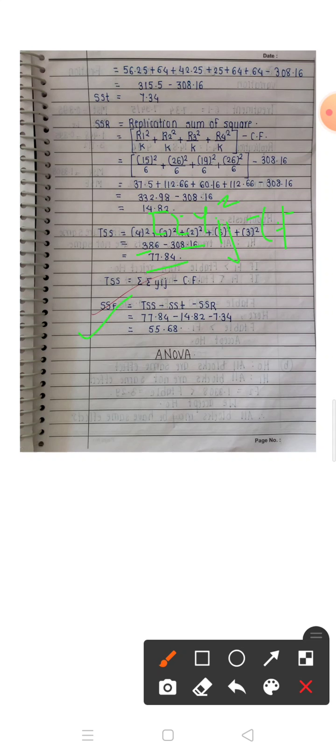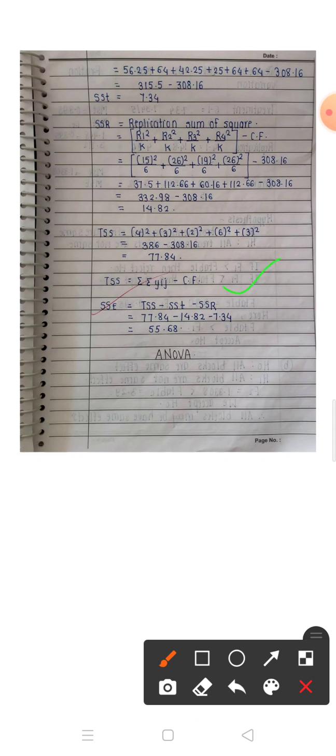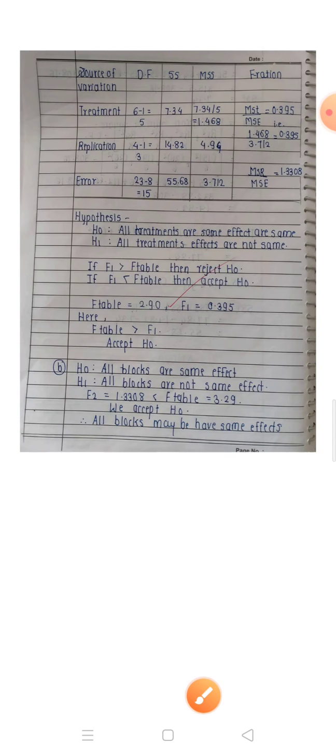So what is the formula? In CRD, the SSE formula is TSS minus SST. But in RBD we already calculated SSR also, so the source of variation for replication is also present in the RBD. So subtract SSR also. The SSE formula is TSS minus SST minus SSR. Just plug all the values into the formula. So SSE value is 55.68.